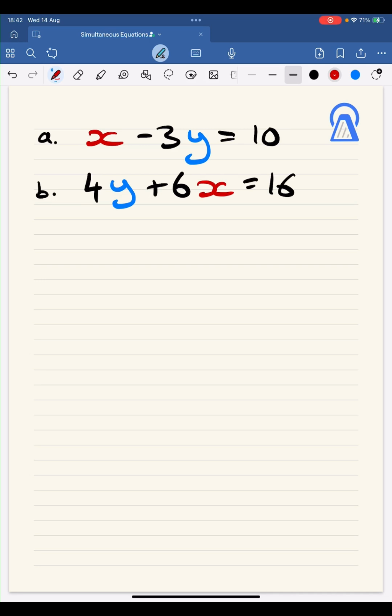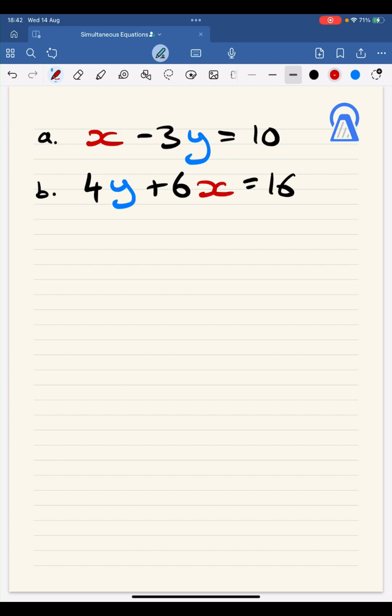Okay, we're going to introduce the first method of solving simultaneous equations, and we're going to do that using what we call the substitution method. So we're going to make one of our equations equal to one of the variables. I'm going to do this with x. You'll notice that each of my equations is labelled A and B. That's just so I can keep it in order.